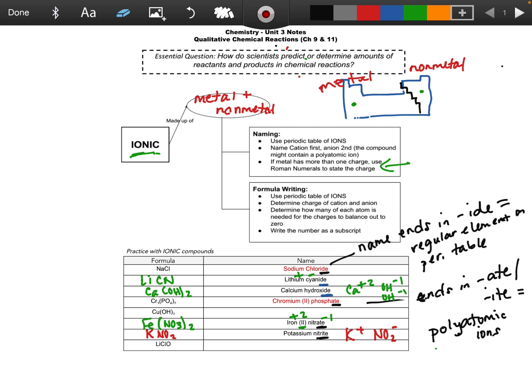So when you're writing the formulas, you do have to balance the positive and the negative charges. All right, now let's skip over to some of the naming practice.